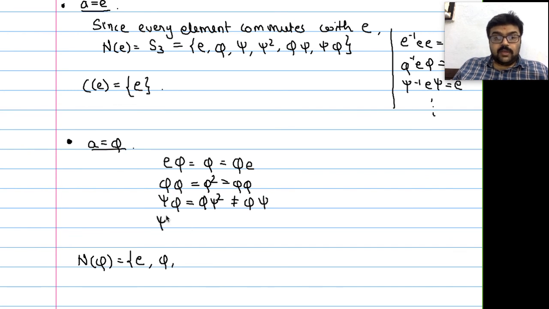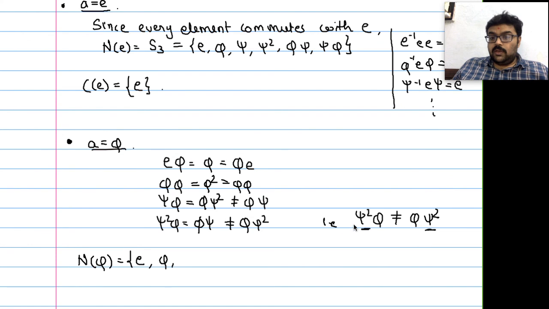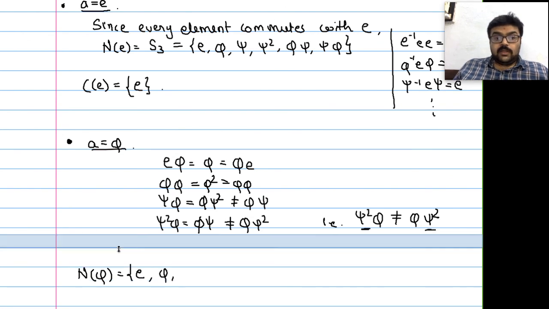What about psi square phi? Psi square phi is phi psi, which is not phi psi square. So psi square also does not commute. Psi square phi is not equal to phi psi square. That means psi square also does not commute with this. So psi square does not belong. So what will be the next thing?